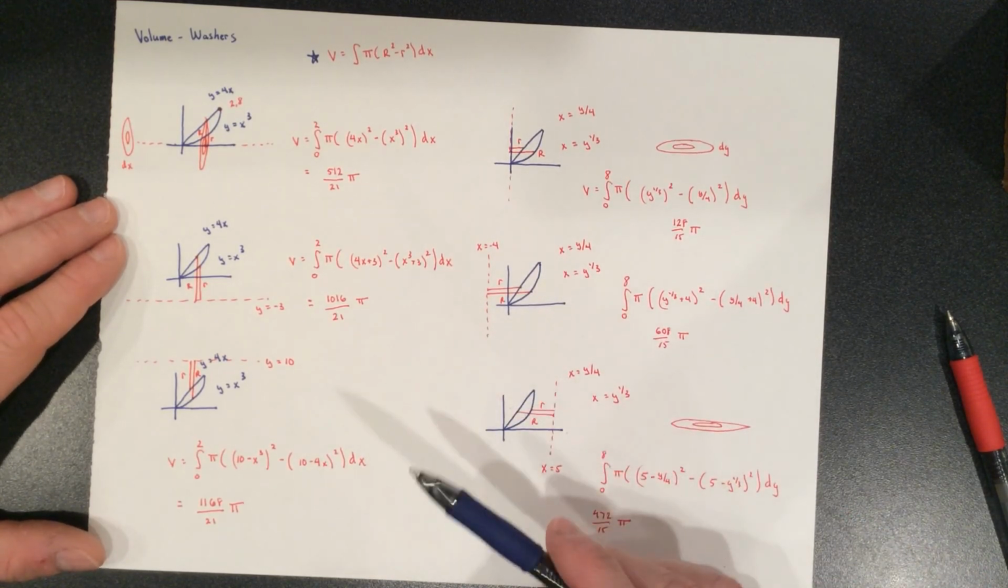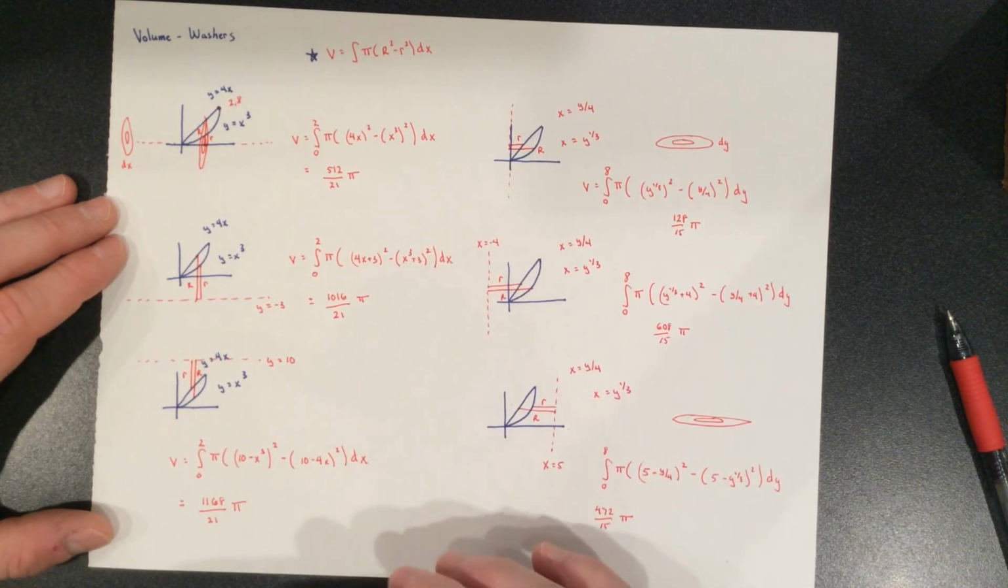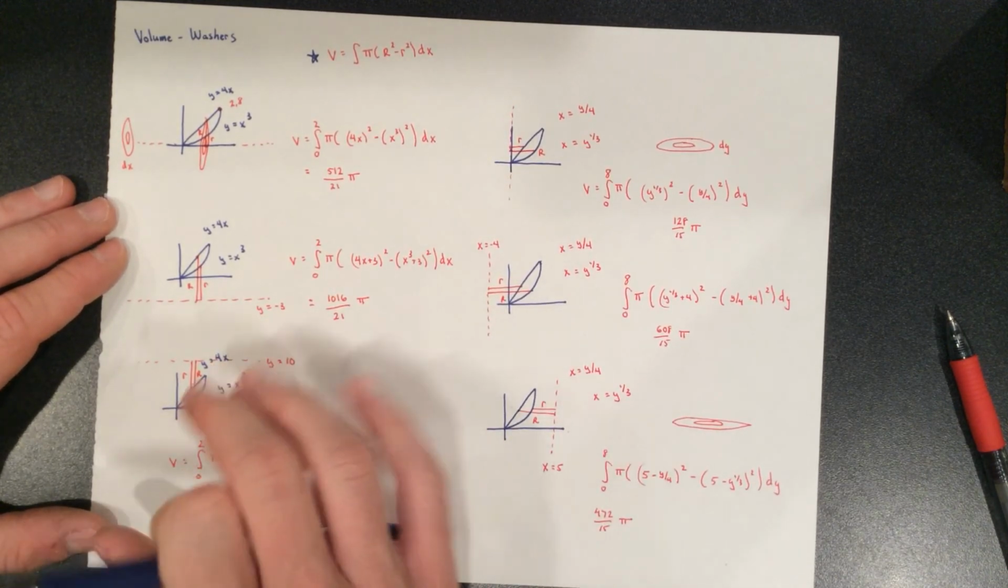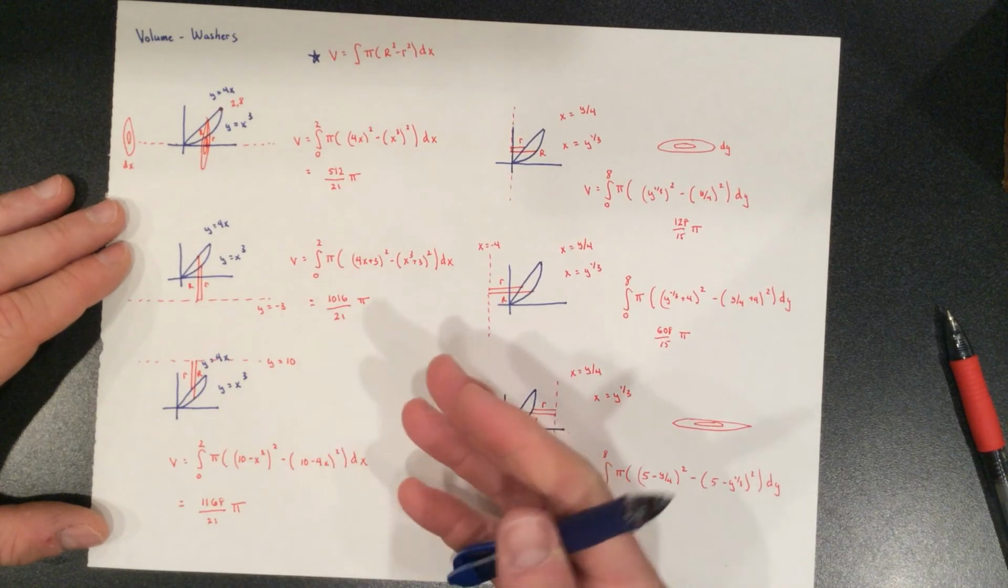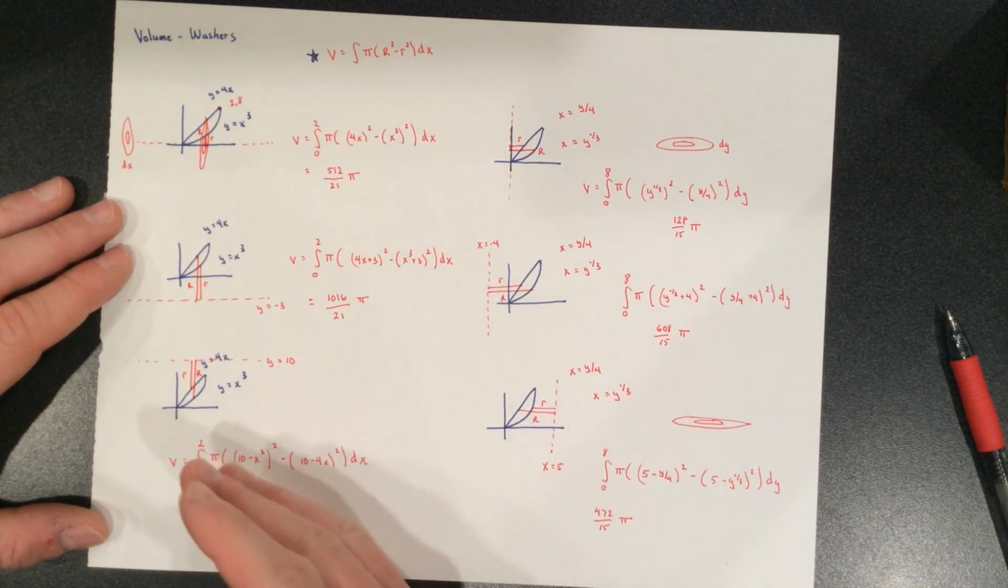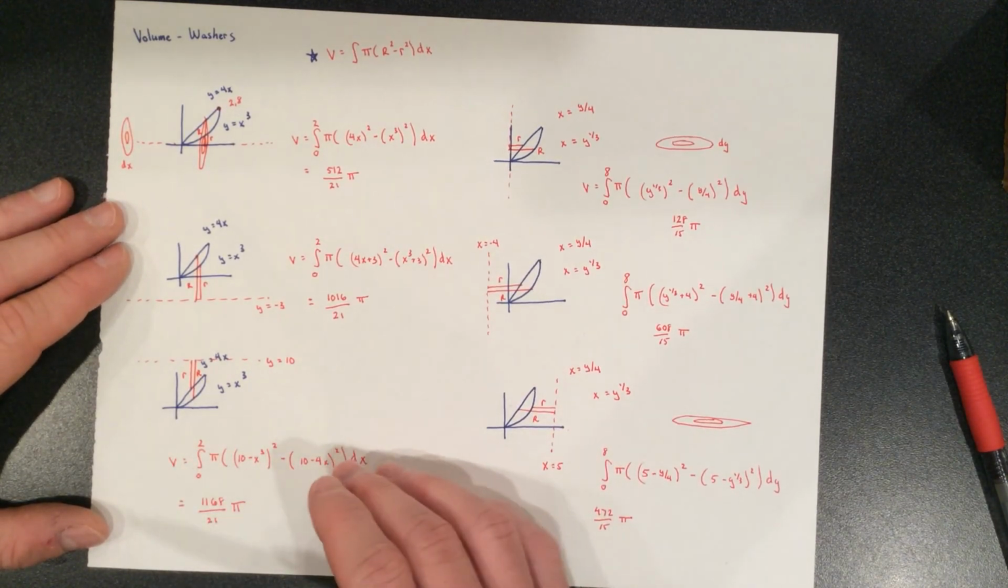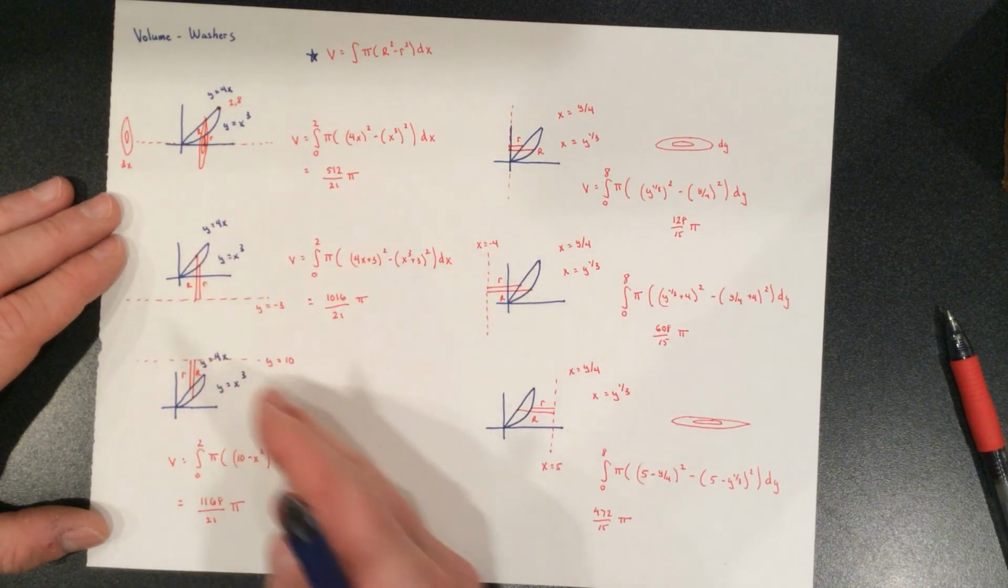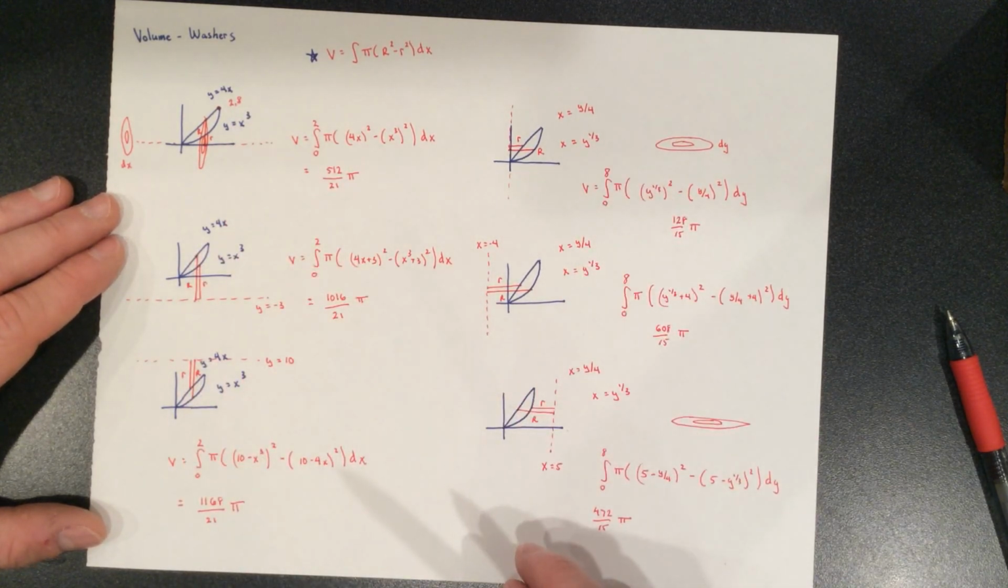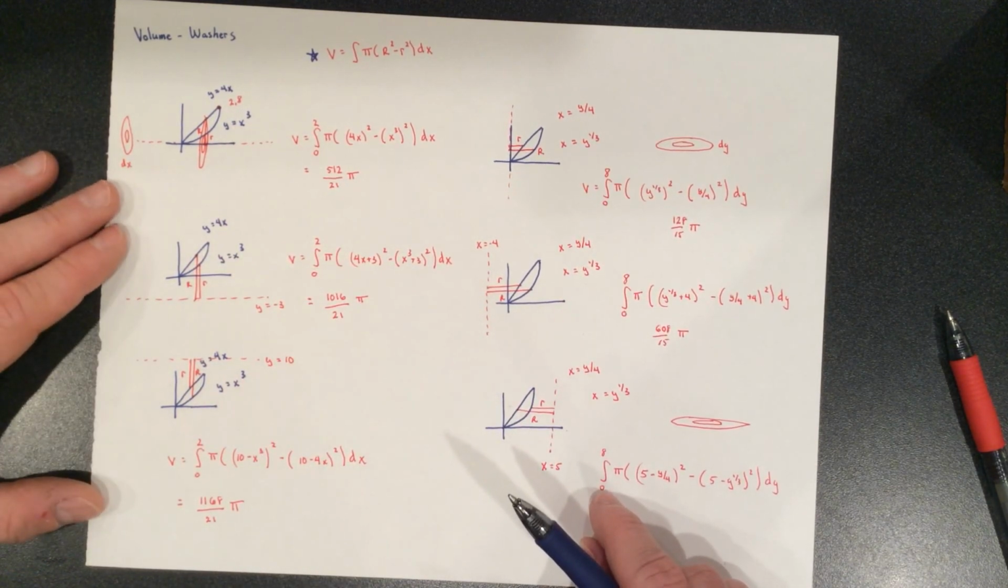Hopefully this is helpful for washers. Again, you got to put the discs and washers, and then the next video will be cylindrical shells. All 3 of those are going to be useful in different scenarios. I tried to give you all 6 scenarios for washers, and then with discs, I think I even gave you more than 6.